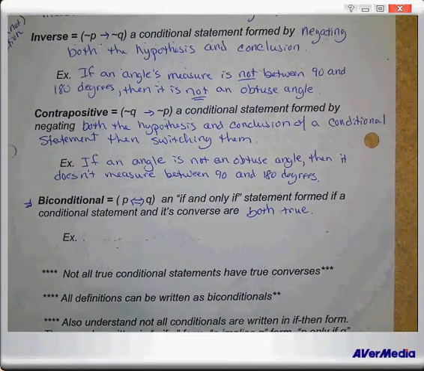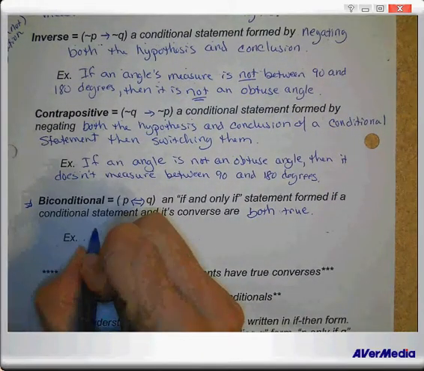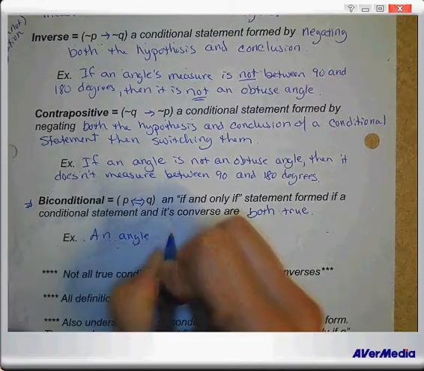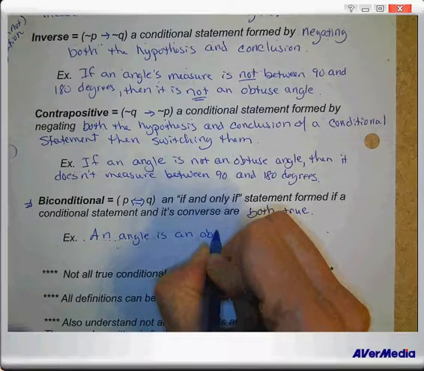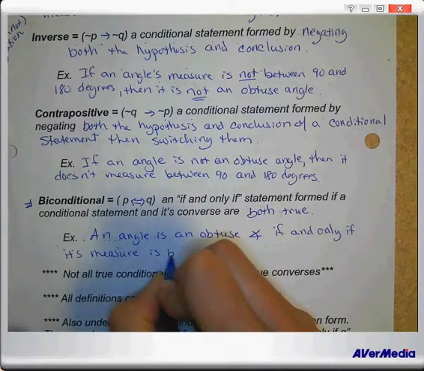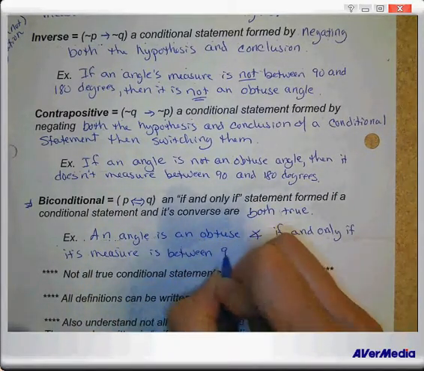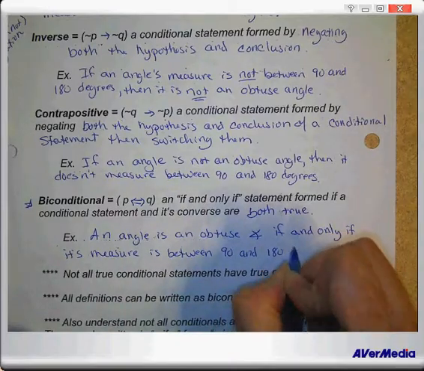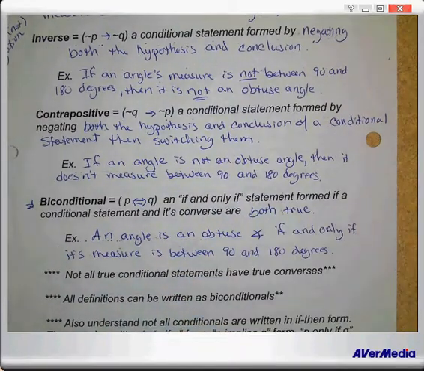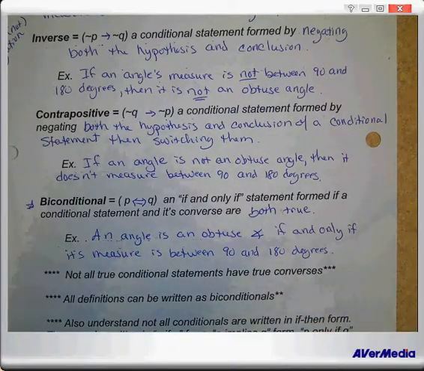And this cool part, it doesn't matter if you put the conclusion or the hypothesis first, as long as you combine them. So here's one of the best ones I like. An angle is an obtuse angle if and only if its measure is between 90 and 180 degrees. Now, understand I can't always write a biconditional. This time I could because both of them are true. So you have to make sure they're both true. Understand not all true conditionals have true converses. Not all true converses have true original conditional statements.